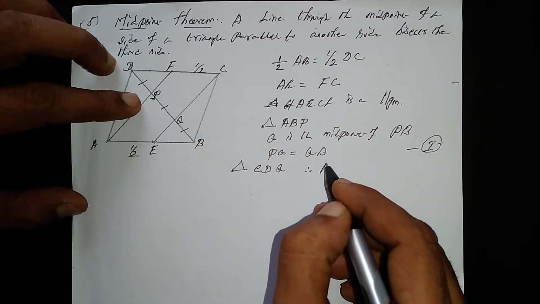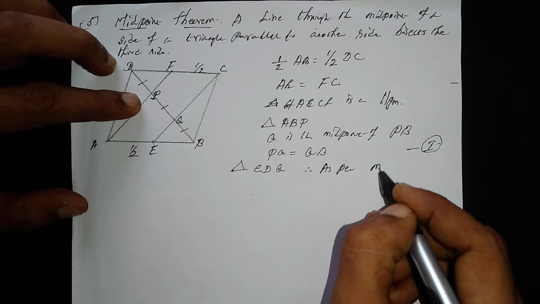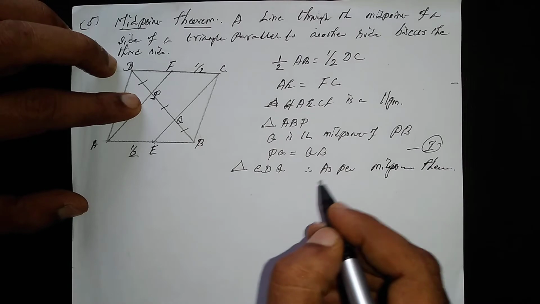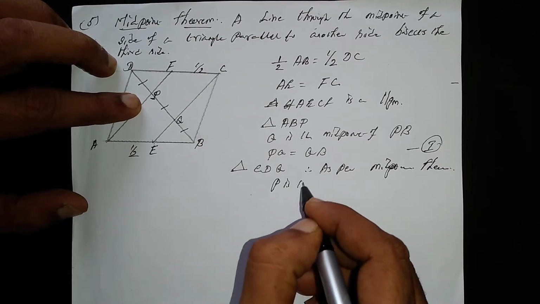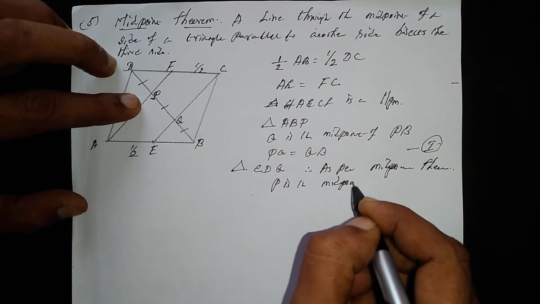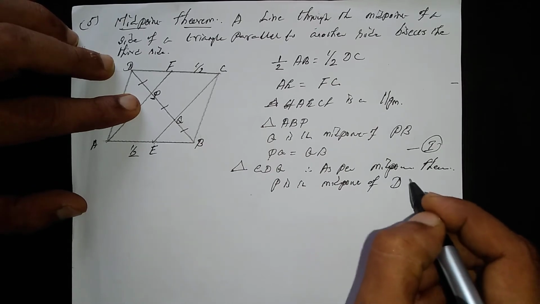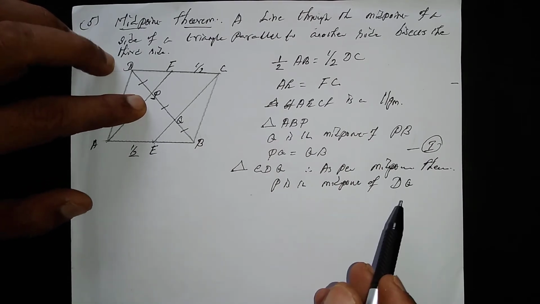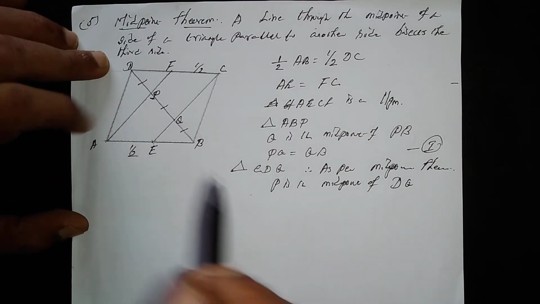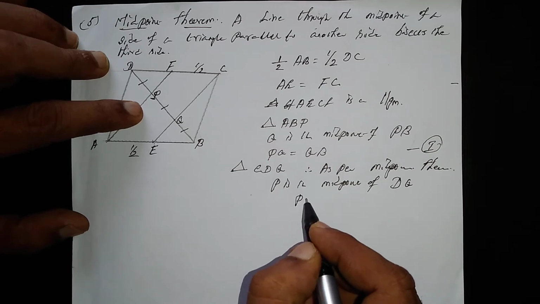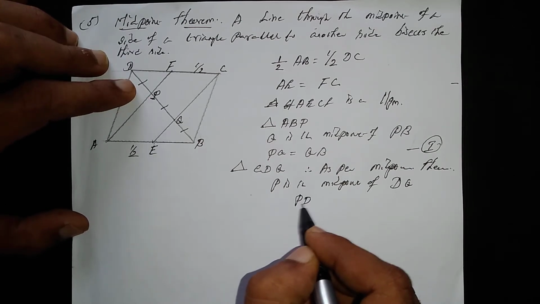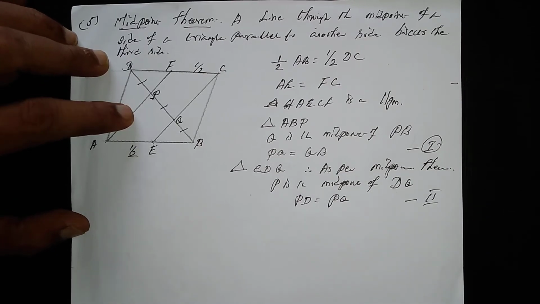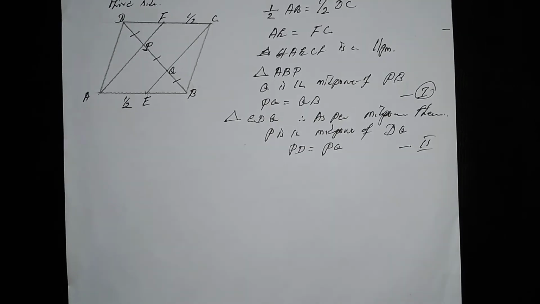So as per the midpoint theorem, P is the midpoint of DQ in triangle CDQ. So naturally PD is equal to PQ. This is equation number 2.